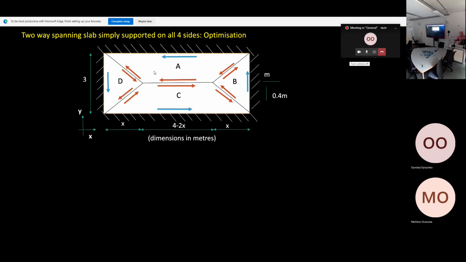Once you've determined the vectors for each of the regions, which I've done here, the next step will be to determine the external work and the internal work for each region. You start with the internal work, for example, determine it for A, C, B, and D, and add them up together to give you the total internal work. Then we do exactly the same for the external work for A, B, C, and D, and add them up together. So let's do it.